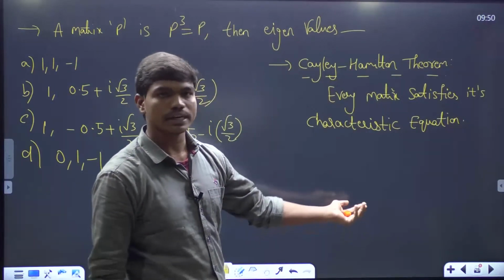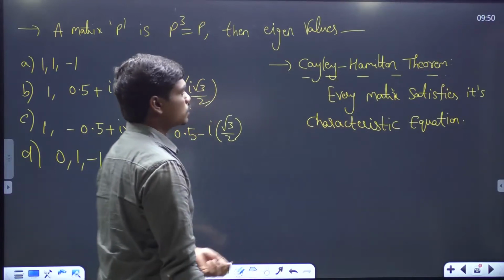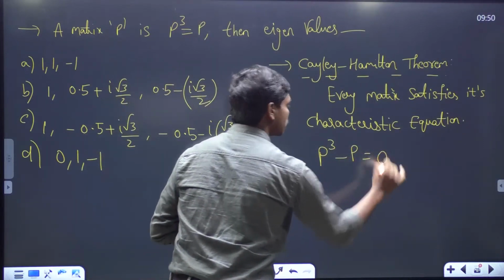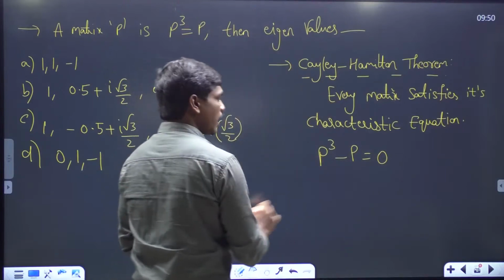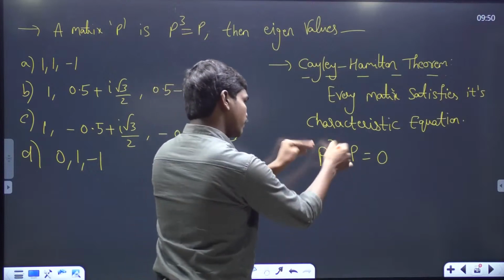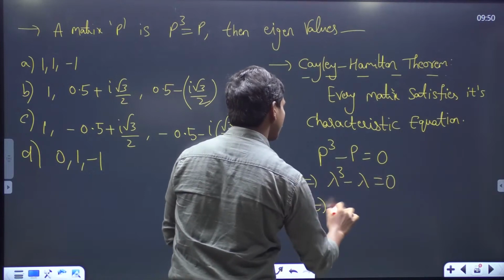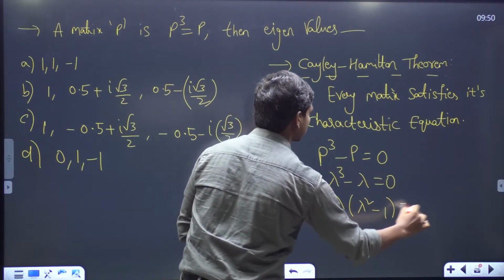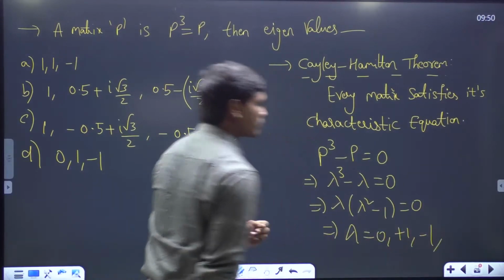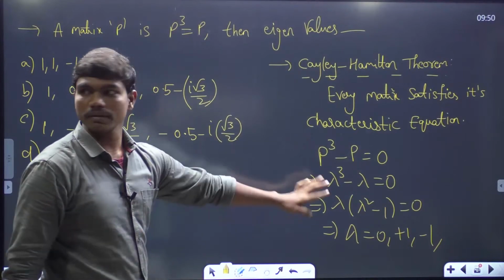Cayley-Hamilton theorem, it's a basic theorem, so I didn't teach you because you see in class 12, 11 at that level, so I didn't teach you this. So what they have assumed is this P cube minus P is equal to 0 because P cube is equal to P, and since they assumed that this is a characteristic equation, then lambda should satisfy this equation. So if you take lambda common, lambda square minus 1 is equal to 0, which means lambda is equal to 0, 1 or minus 1. This is what they did, and they have opted for option D, but it need not be mandatory like this.